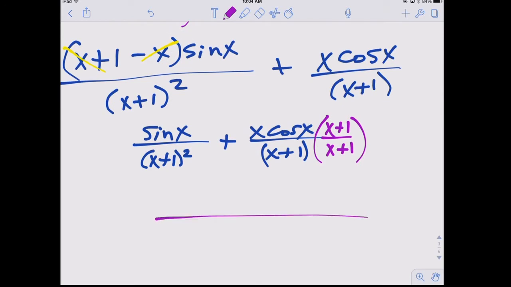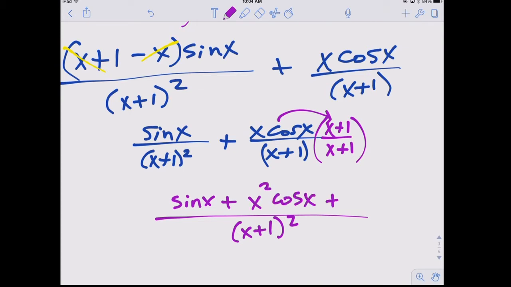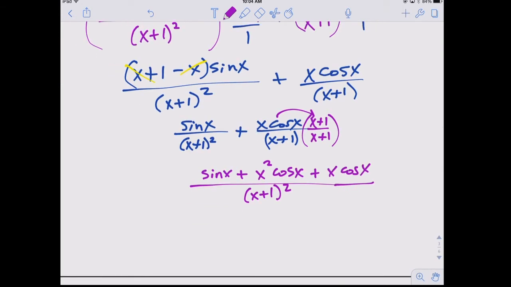So as I tell my daughter at home, go ahead and build your shelf first, now that you know you have a common denominator, and put it over that common denominator, and then work on what the numerator will be. You'll have sine of x plus, let's go ahead and distribute. You get x times x, which is x squared cosine of x, plus times 1, you get x cosine of x. And it doesn't look like any of that combines. So we're done.